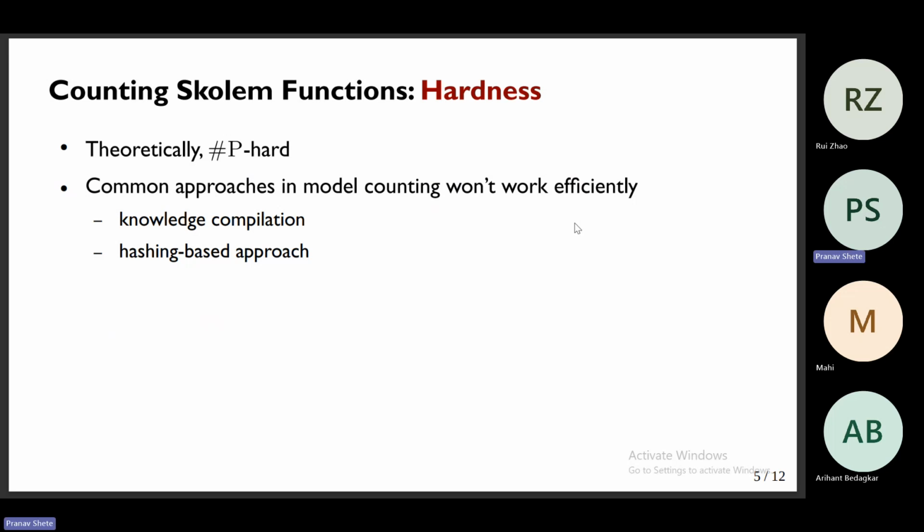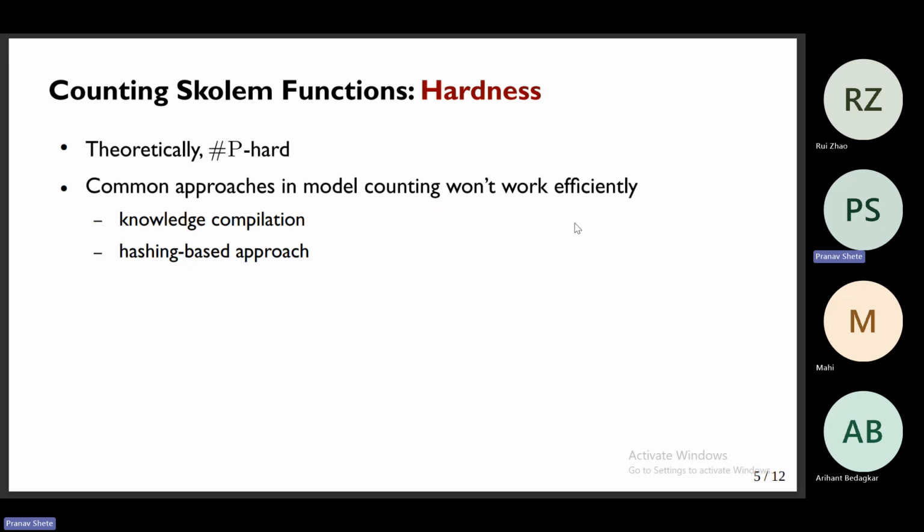For example, in model counting, we have two common approaches that work pretty well. We have knowledge compilation based approaches, where we want to make a succinct representation of the whole solution space. And the second approach is the hashing based approach, where we partition the solution space and count a few models. We do not know how to do any of those.